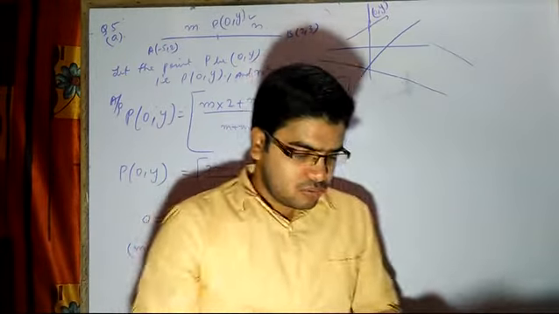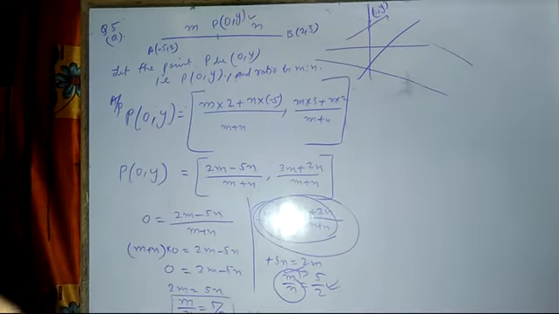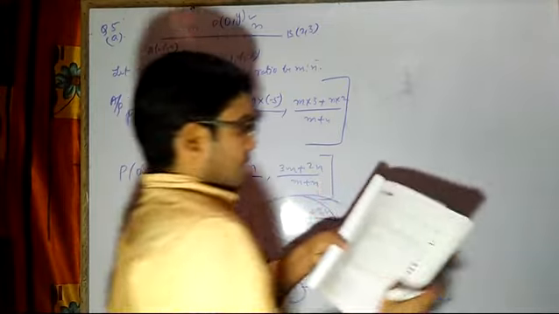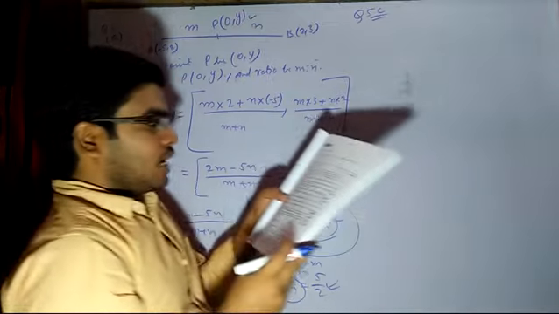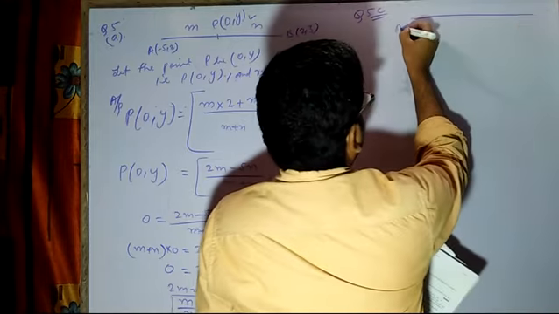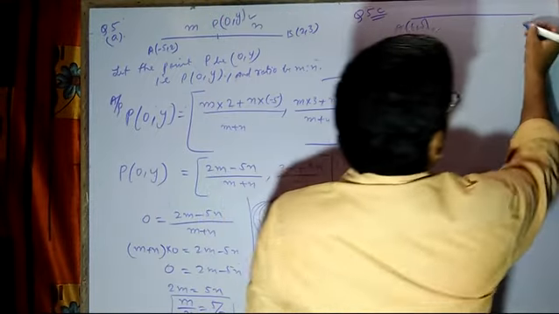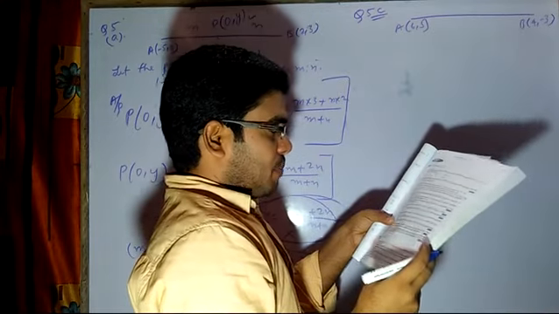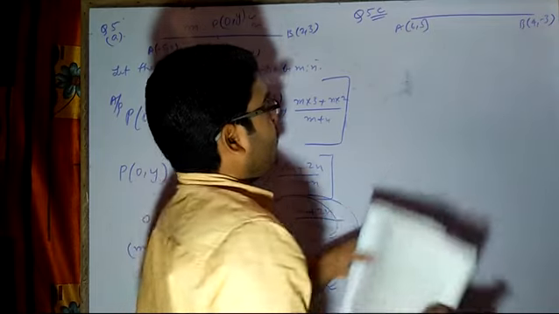Now moving on to question number 5 subpart C. Let me first clean the board. Now question number 5 subpart C. What they are saying: calculate the ratio in which the line segment A (6, 5) and B (4, minus 3) is divided by the line y is equal to 2.